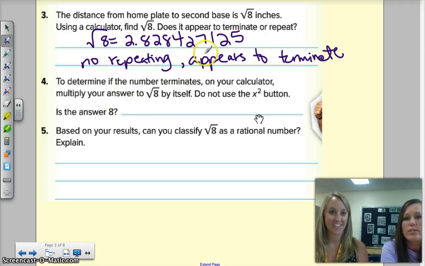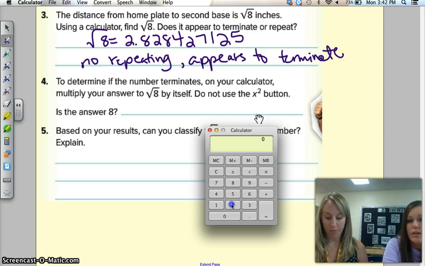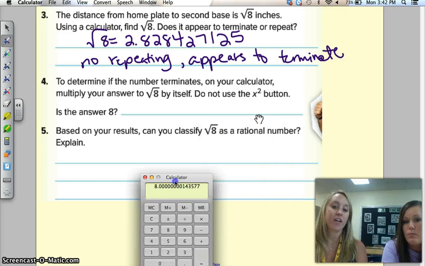On your calculator, take this answer that we just got and multiply it by itself. Do not use the x squared button. So I'm going to have 2.828427125 times 2.828427125. If it does terminate, then I should get 8, right? I kind of have 8, but I got more than 8.